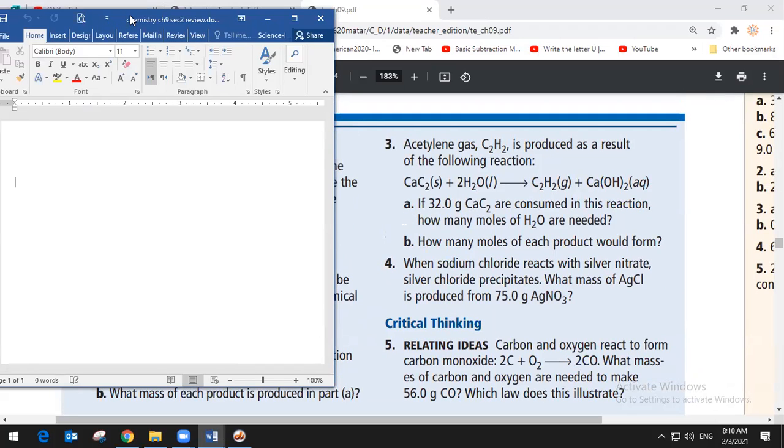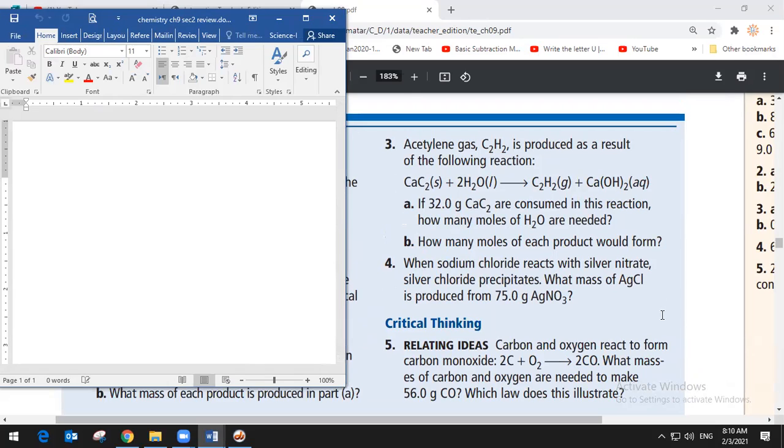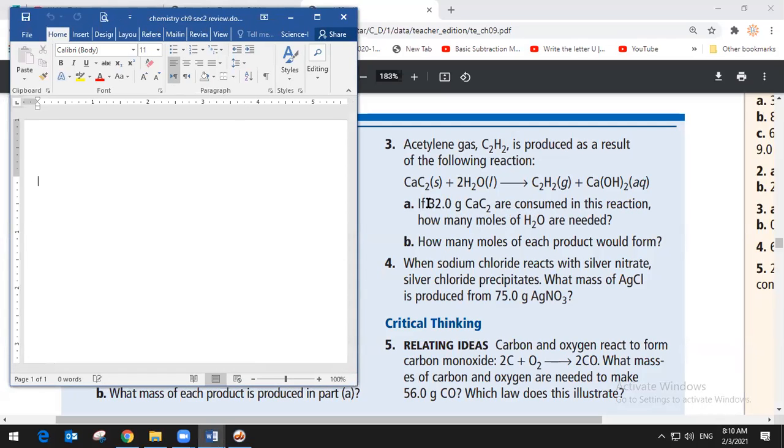So he asks you here, acetylene gas C2H2 is produced as a result of the following reaction. He gives you the reaction. If 32 grams of calcium carbonate are consumed in this reaction, how many moles of H2O are needed? Just the same way, but here we start by grams and we need to convert into moles. So who can answer this question, guys?